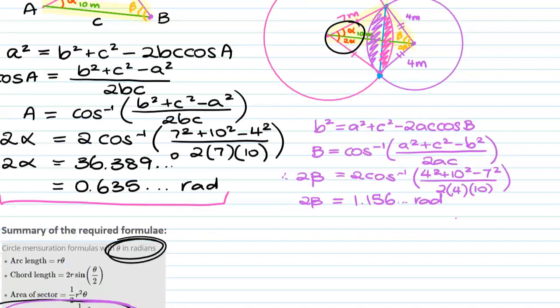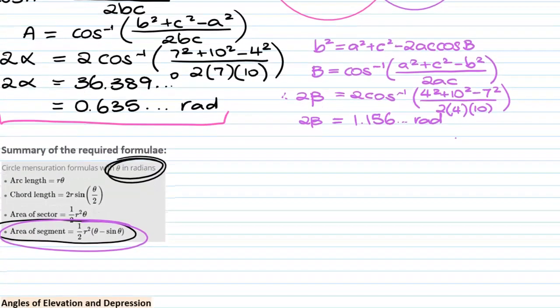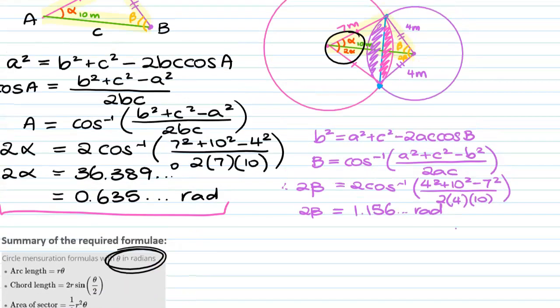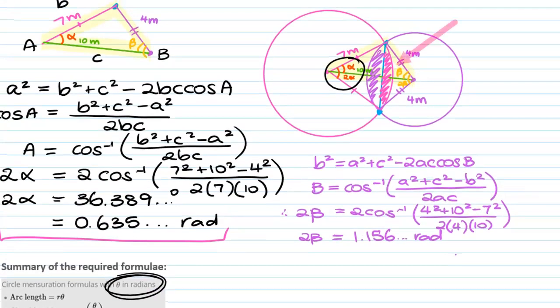Okay, so now we're just going to be using this segment formula twice. We're going to be using the pink segment that we use for 2 alpha, and the purple segment we're going to be using for 2 beta. I'm going to go ahead and do 2 alpha on the screen, and 2 beta, I'll just do it and give you the answer. I'd really like it if you could pause and compare your answers to mine.